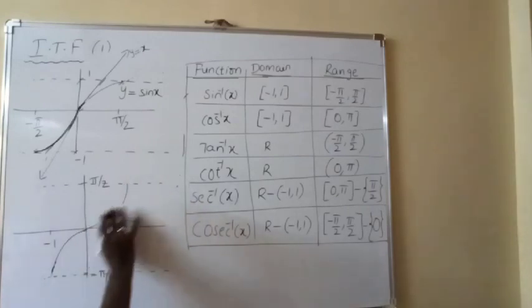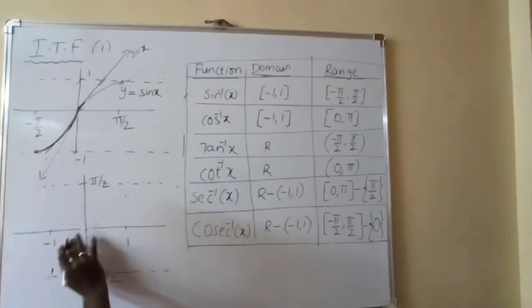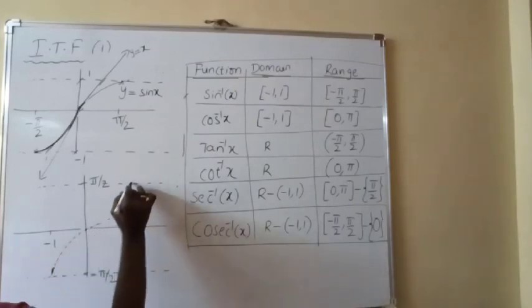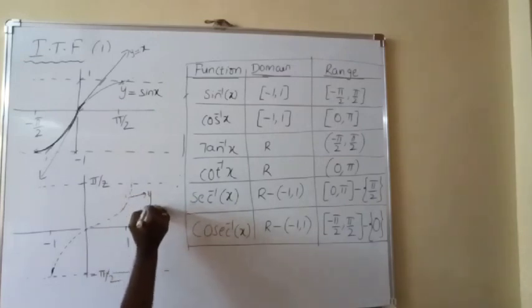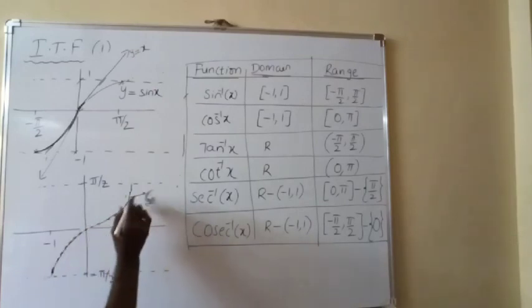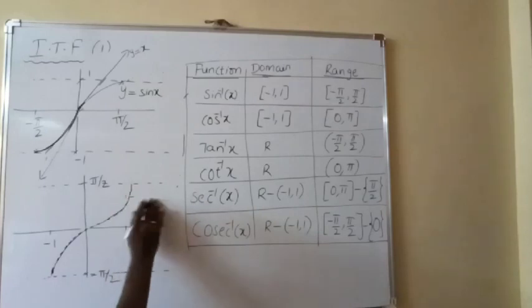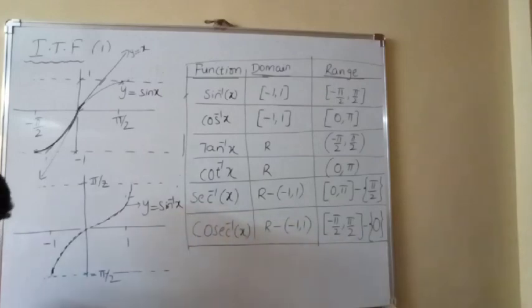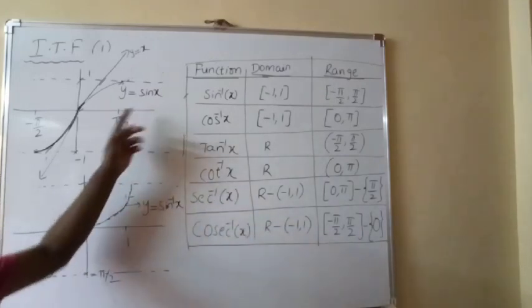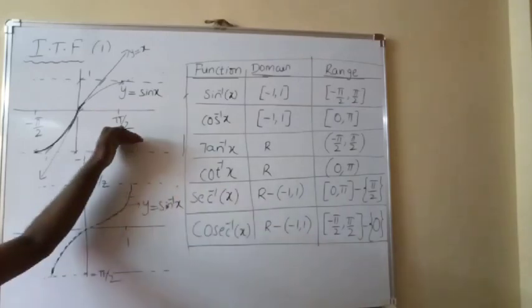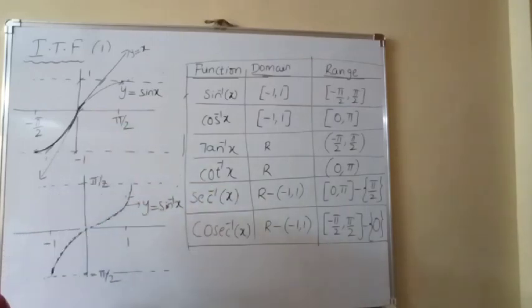So just approximately I have drawn. This is the graph of y is equal to sine inverse x. And if you observe, as y is equal to sine x is an increasing function in its domain, sine inverse x is also an increasing function in its domain. So this is the graph of y is equal to sine x, and this is the graph of y is equal to sine inverse x.